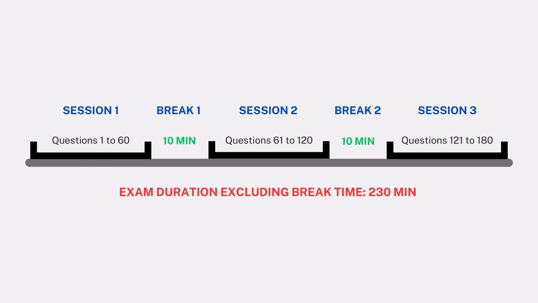The exam is structured into three sessions, each containing 60 questions. After completing the first 60 questions, you have the option to take a 10-minute break before moving on to the second session, that is, questions 61 to 120. After finishing the second session, you may take another 10-minute break before proceeding to the final session, that is, to solve questions 121 to 180. Once you complete the third session, the exam ends.